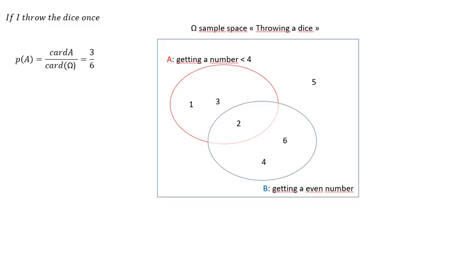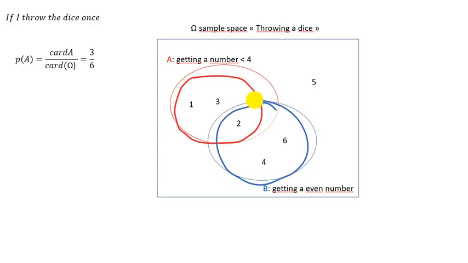Let's say we threw a dice once and we have two different events. A is getting a number less than 4. So here we have A with numbers 1, 2 and 3, which are less than 4, and B is another event, which is getting an even number. So this is B. We get 2, 4 and 6.